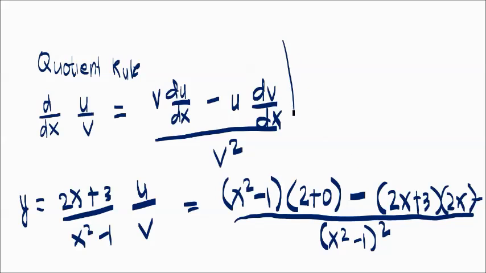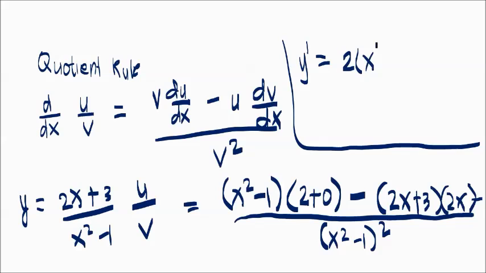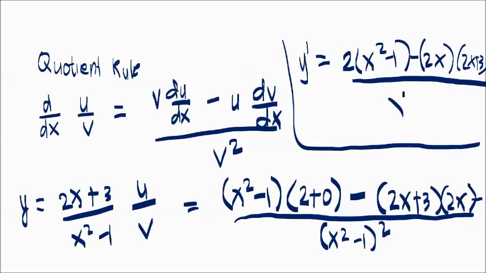So maybe I can put our simplification here. So y prime is equal to 2 times x squared minus 1, then minus 2x times 2x plus 3, all over x squared minus 1, then squared. So this is your final answer.